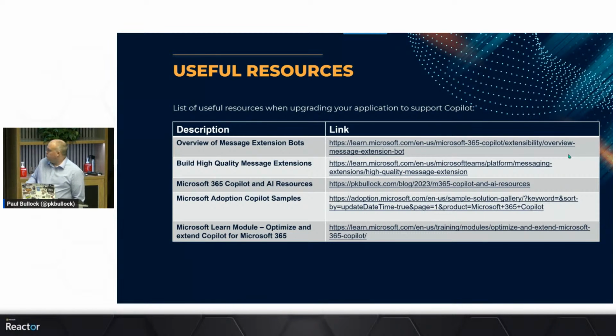So, some learning resources. MS Learn is littered with really good resources on learning things like message extensions and how to build them to a high quality. I've got a blog about Copilot on my website, pkbullet.com, with Copilot resources and AI, though it doesn't cover development of all sorts. You've got the adoption gallery for samples. I always find them useful if you want to get started and figure out how code hangs together. And there's a Learn module as well, so you can run through that too.